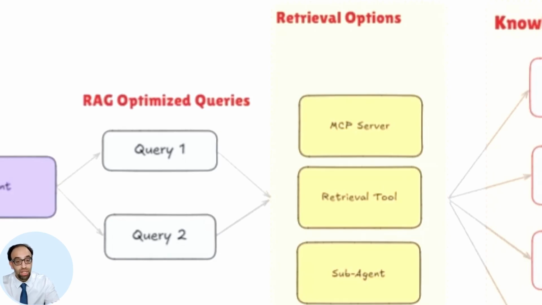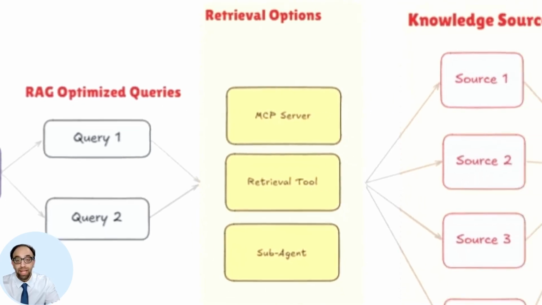Or you can just use another sub-agent, and that might be something that you built on the side, and then you would call it using the query. The reason you make these different queries is because you might have different ways to access your data, and so these retrieval options might require different types of optimized queries. And then we go into the next section over here.